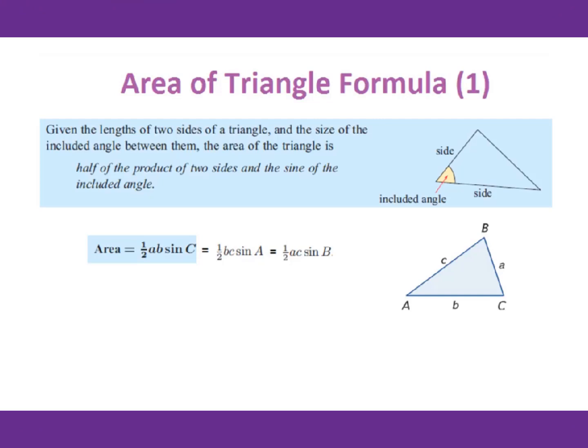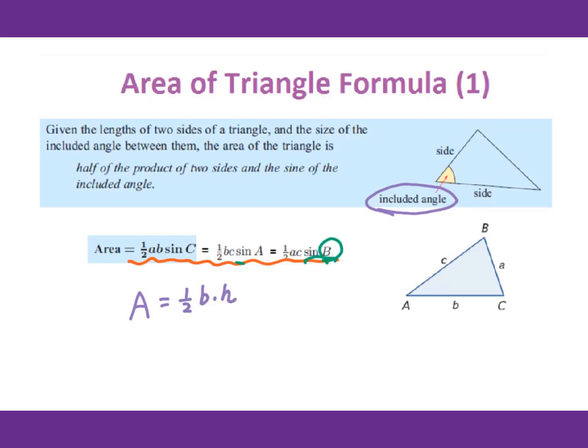This lesson is about area of a triangle. We learned in middle school area of a triangle equals 1/2 base times height. In pre-cal level, we will learn the area of a triangle involving included angle. Here is the formula: 1/2 AB sin C, and 1/2 BC sin A, or 1/2 AC sin B.